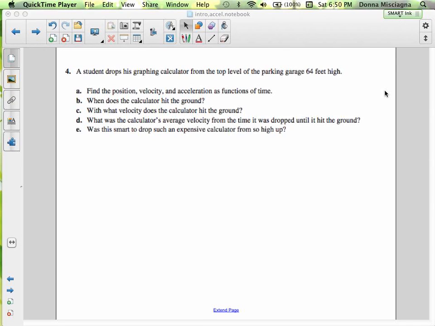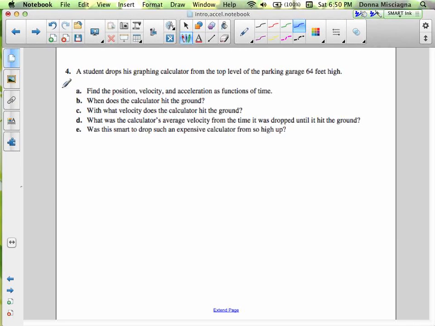All right, again, this is the equation for gravity. S of t equals negative 16t squared plus v naught t plus s naught. The v naught, of course, is initial velocity.